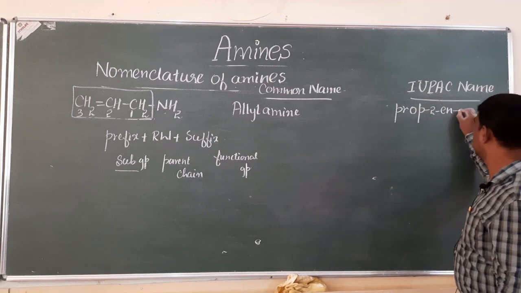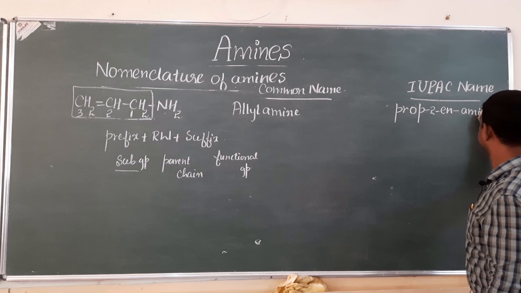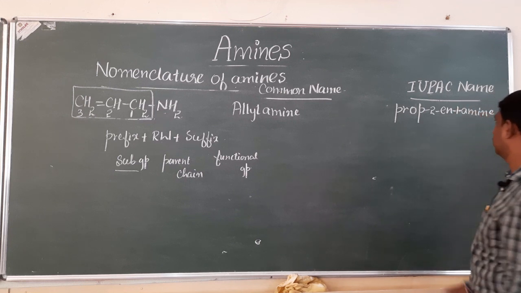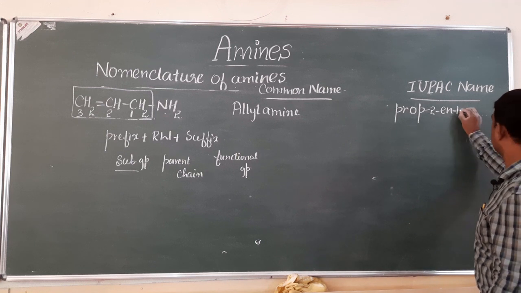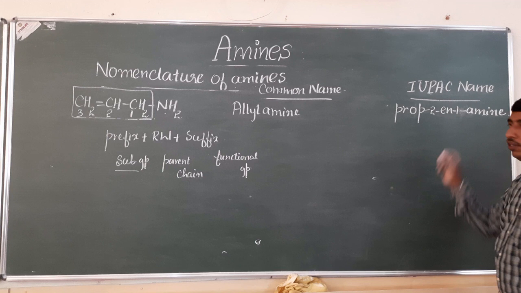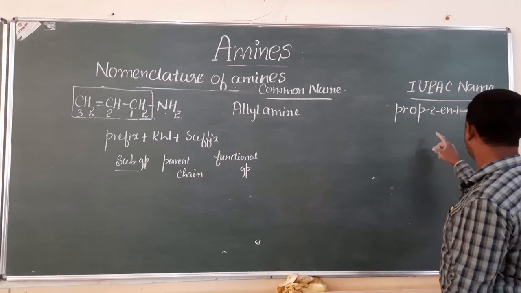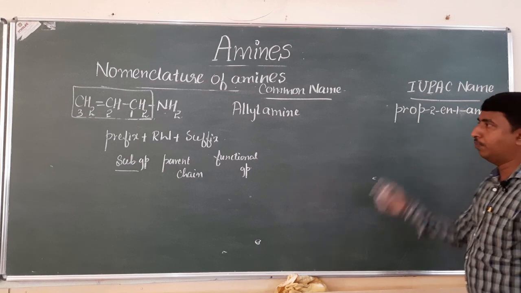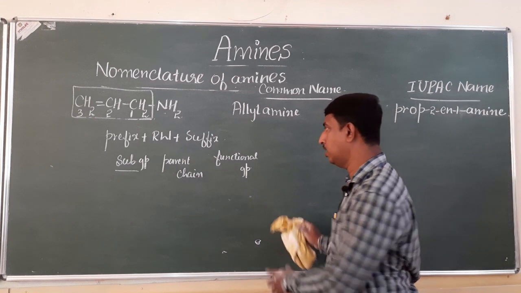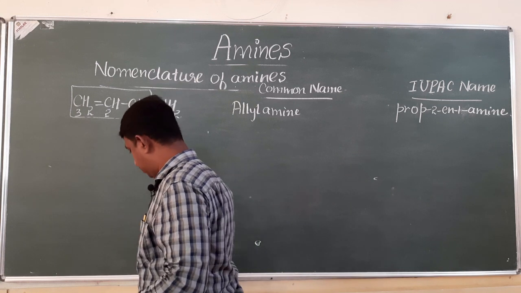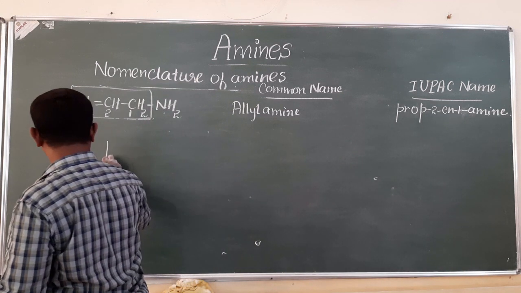Prop-2-ene. Then I have to write amine, or I can write 1-amine. Prop-2-ene-1-amine. Or 2-propene amine also we can write. So prop-2-ene-1-amine, that is the IUPAC name. Next example.